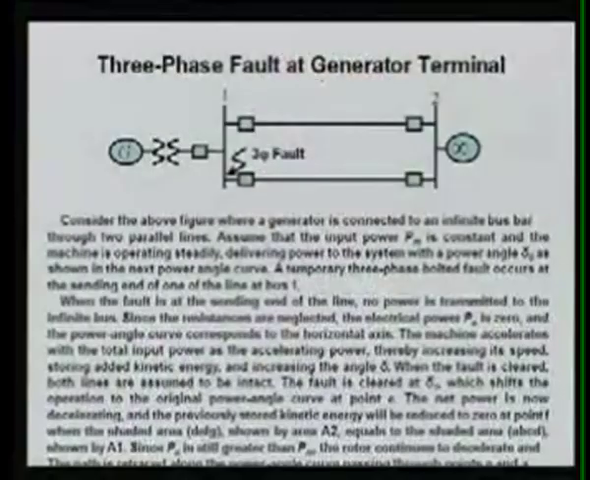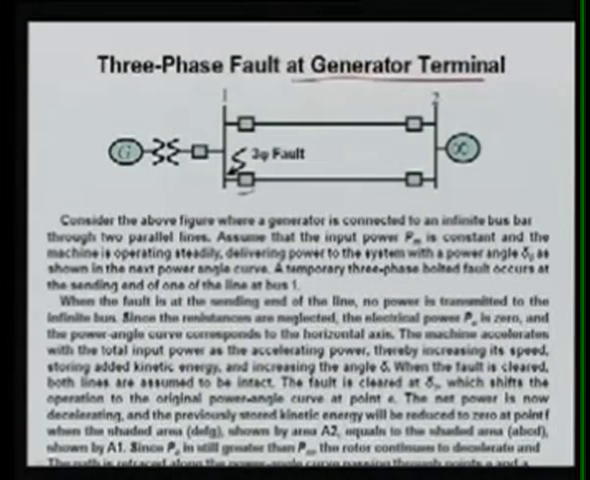Now let us see another consideration, how this equal area criteria can be useful for determining other stability criteria. Let's suppose there is some fault. If we consider a three-phase fault, it can be a bus fault, or a line fault, and it can be anywhere in the line, either at the sending end, the receiving end, or in between. Let us first consider the three-phase fault at the generator terminal. This is a generator, this is the GT, generating transformer, and this terminal is bus 1.